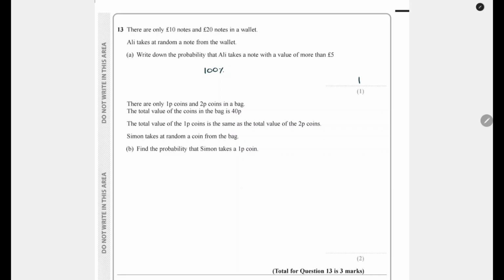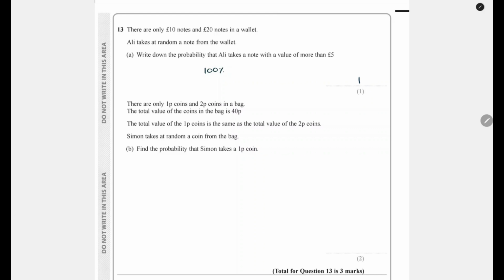Part B says, there are only 1p coins and 2p coins in a bag. The total value of the coins in the bag is 40 pence. The total value of 1p coins is the same as the total value of the 2p coins. Simon takes at random a coin from the bag. Find the probability that Simon takes a 1p coin.